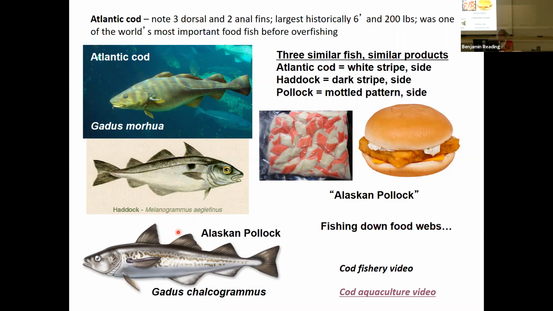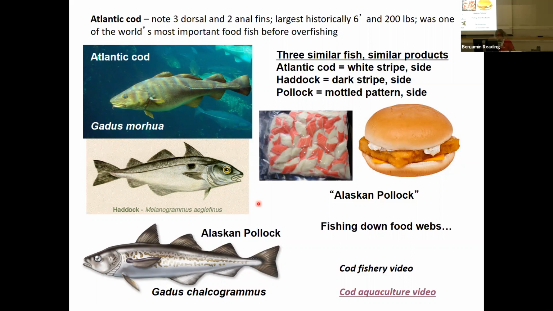Alaskan pollock, they're a little bit smaller. You know, it's better than nothing. Let's go ahead and eat these things next. And so this is one of those examples of fishing down food webs. A lot of these products that were originally, for instance, codfish, then became haddock, and now in the year 2020, they're mostly pollock. So that's sort of the family here.